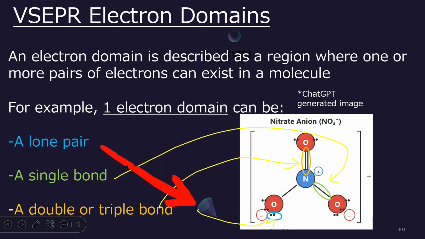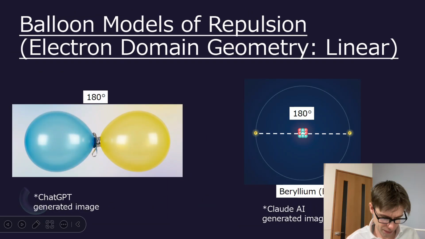Okay, so absolutely know these definitions. Now let's get into the geometries. And these are often modeled with the idea of balloons that are attached together at their knots that are tied. I think that's generally a good representation of this.